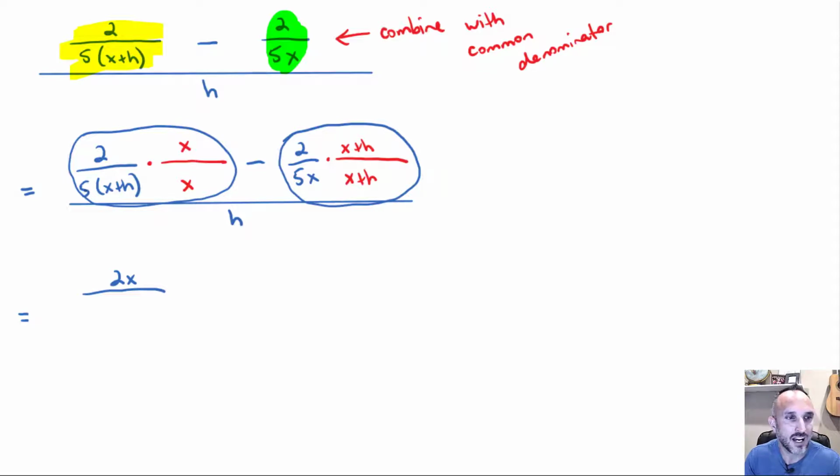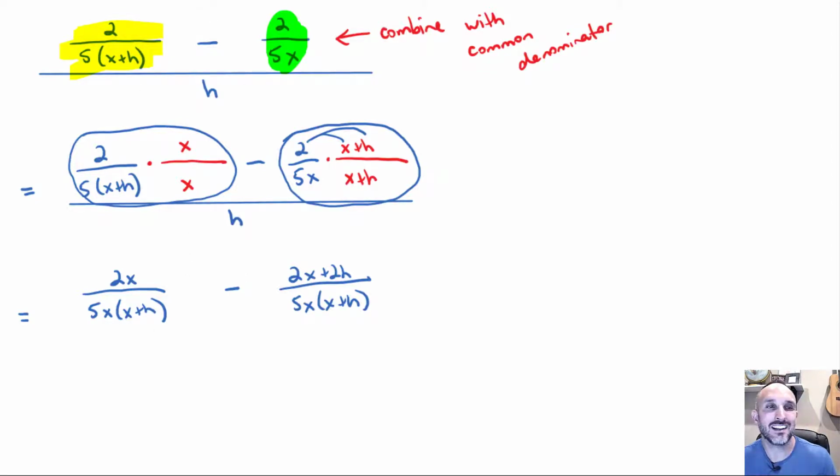And on bottom, I have 5 times x plus h times x, which we typically write as 5x times x plus h. Minus, when I multiply my second set of fractions together on top, I get 2x plus 2h. I'm going to distribute on the top. You'll see why. And on bottom, I have 5 times x plus h. And you can see now that the denominators match. So the key to this is figuring out what to multiply by to make the denominators the same.